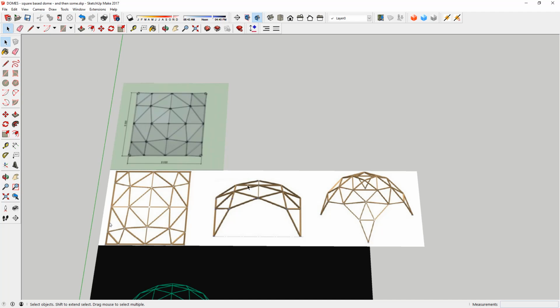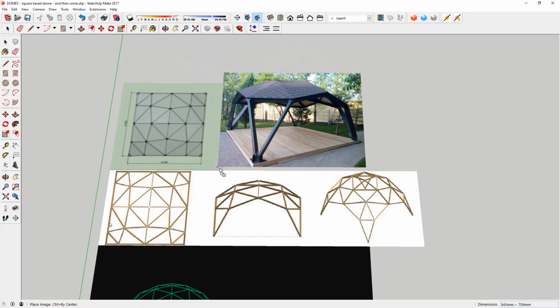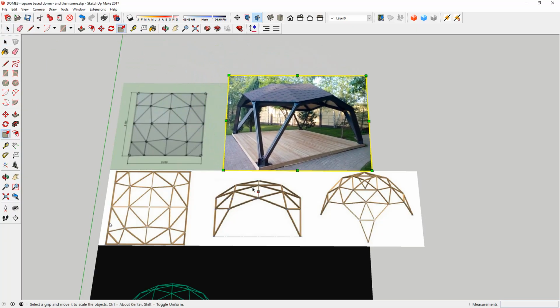Now, if we have a look at this dome here, and this particular dome is actually a really nice dome, but it is more likely that it was built off of this type of look. It's got the legginess in the leg, as it were, much higher. This is actually quite a nice look.